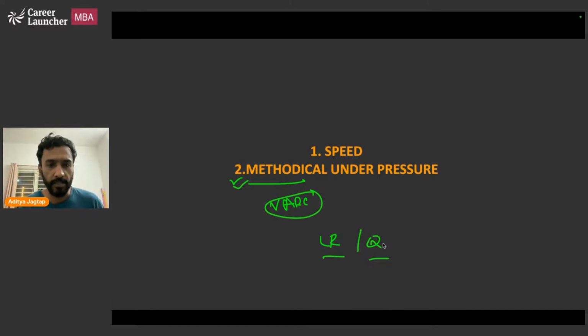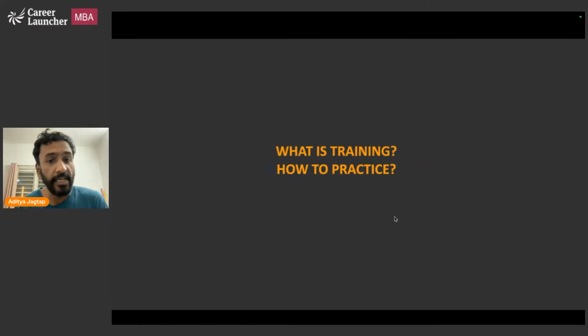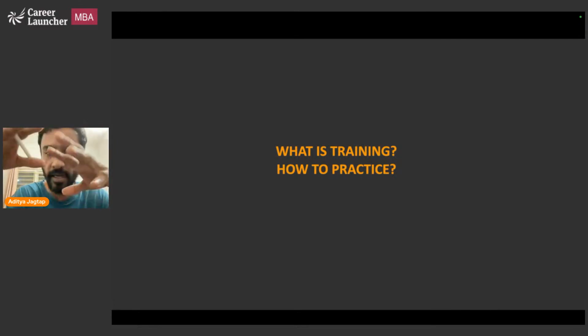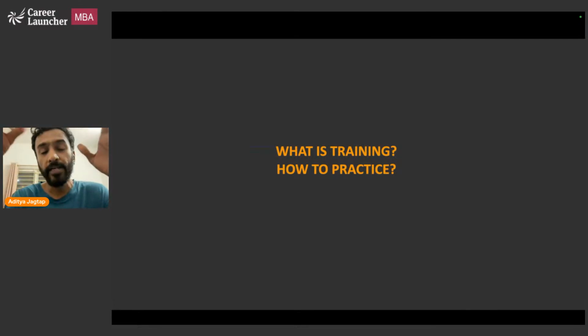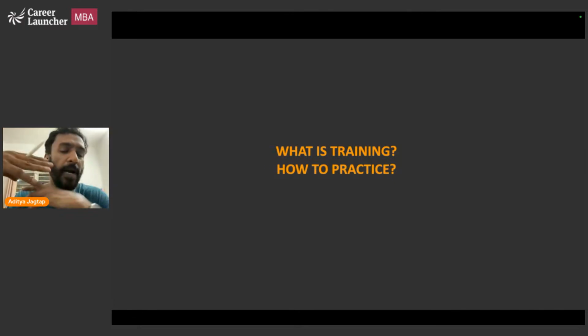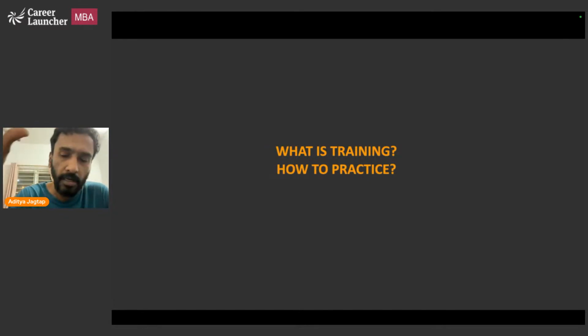So these are two broad skills. Now, what is training? How to practice it? Last time I'd covered this from the point of view of RCs. This time I'll cover it broadly from the point of view of the entire VRC section, and specifically for the VA question type also. So one is, do I solve VA first? Do I solve RC first? My preference usually has been to solve VA first. There are two important words in that: my preference and usually.